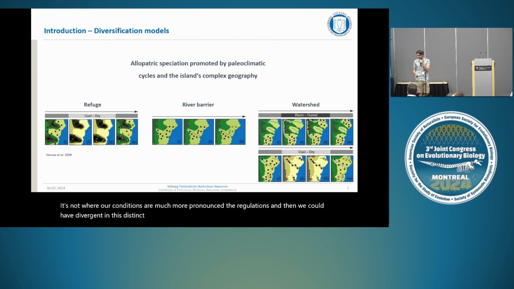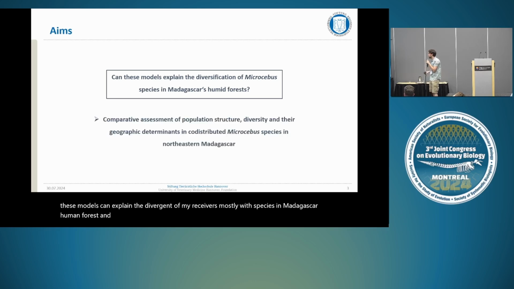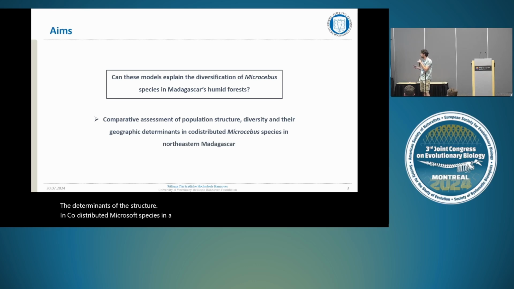So the aim of this work was to investigate how these models can explain the divergence of Microcebus or mouse lemur species in Madagascar's humid forests. And for that, we conducted a comparative assessment of population structure, diversity, and the determinants of this structure in co-distributed Microcebus species in a center of biodiversity in northeastern Madagascar.